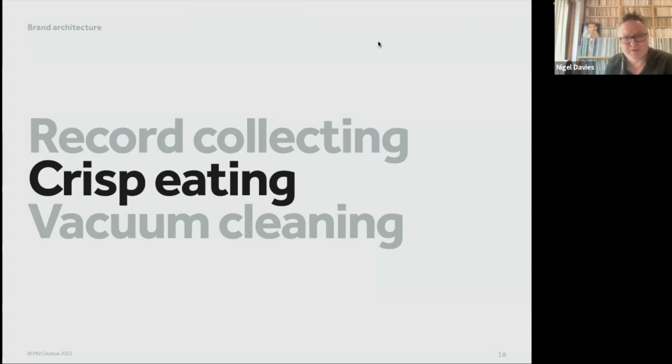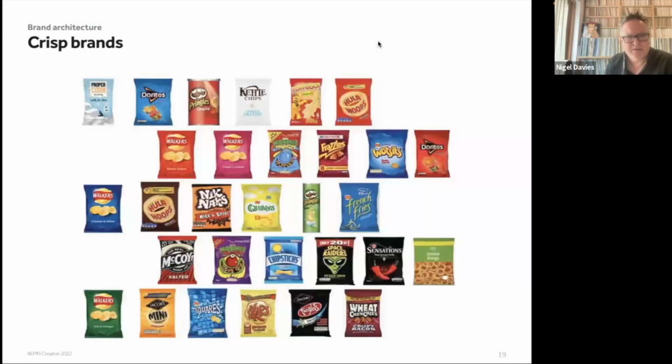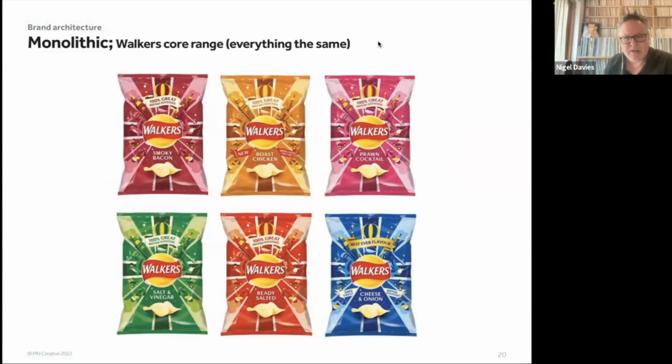And I'm going to show that by thinking about crisp brands. So there are so many different crisp brands out there, different flavors, different shapes, different sizes. And we're familiar with these. We go down to the corner shop and pick up our favorite packet of crisps. One of the most famous brands in the UK is obviously Walkers. And they take a monolithic approach to their branding. So when you think about it visually, those packets of crisps are all the same design.